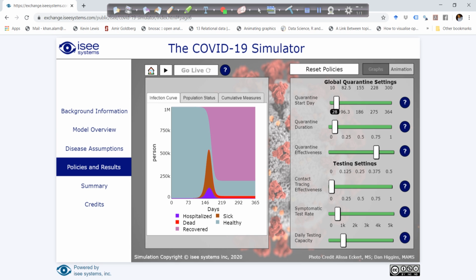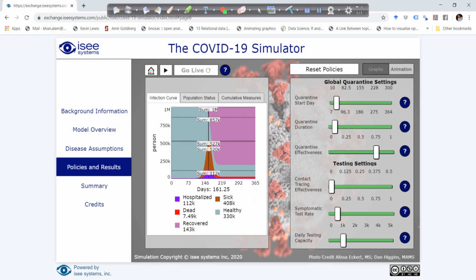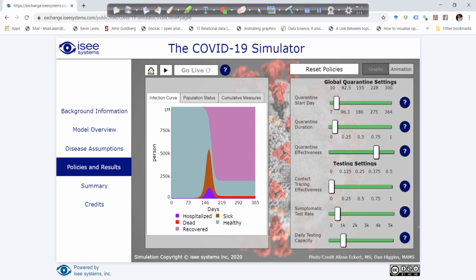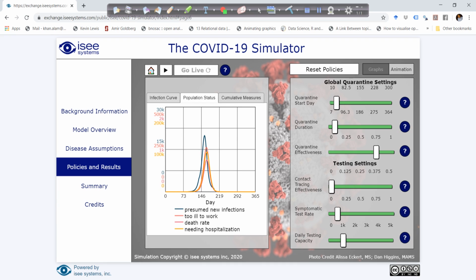So with a 30-day quarantine, this is quite an interesting graph: the effect will come much later, and at the same time, the deaths would be much less. Even the population status looks quite interesting. What happens if people don't listen? What happens if people are not following the quarantine?